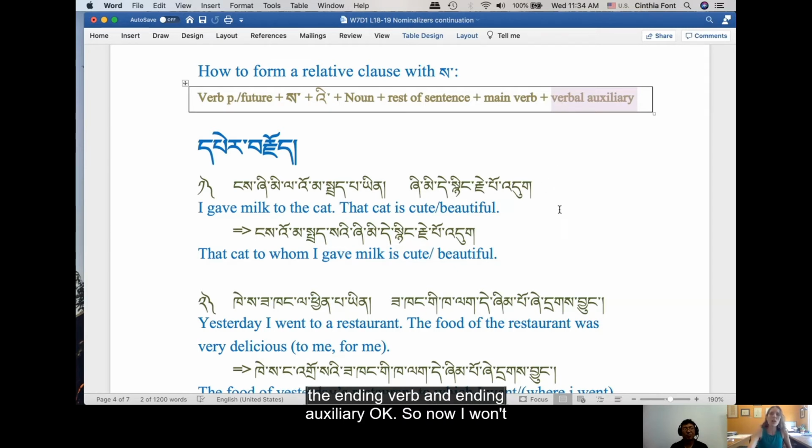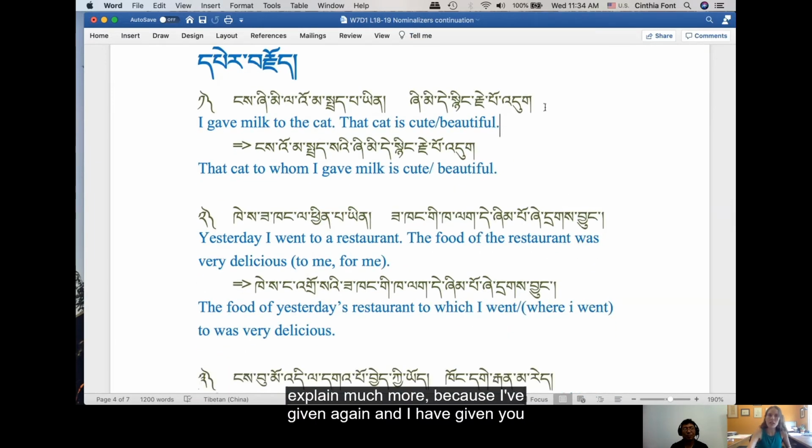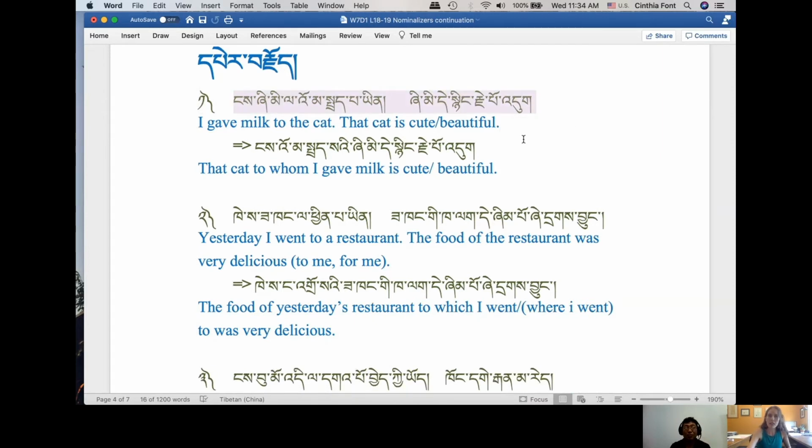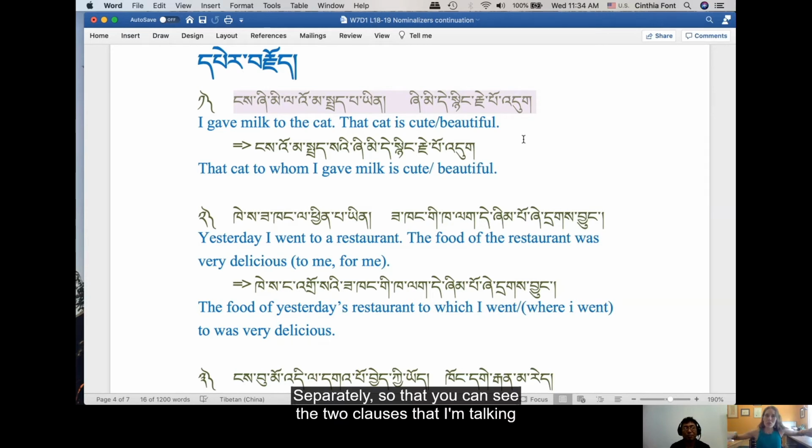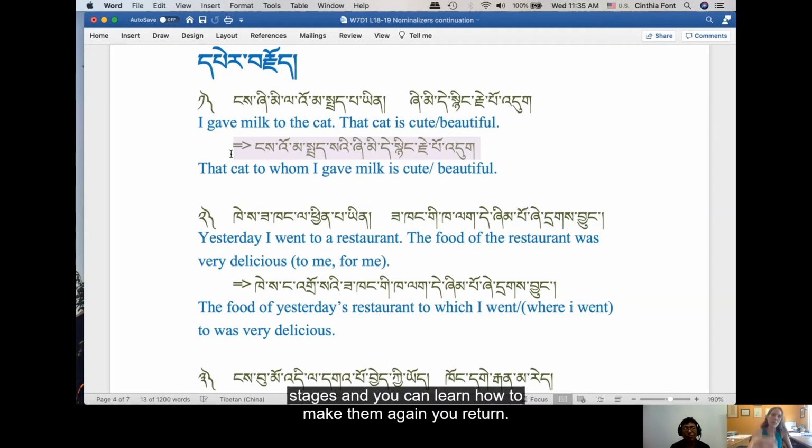Okay, so now I won't explain much more because Gemma and I have given you examples here where we have two sentences first, separately, so that you can see the two clauses that I'm talking about, and then how we can put those two clauses into one to make one relative clause.